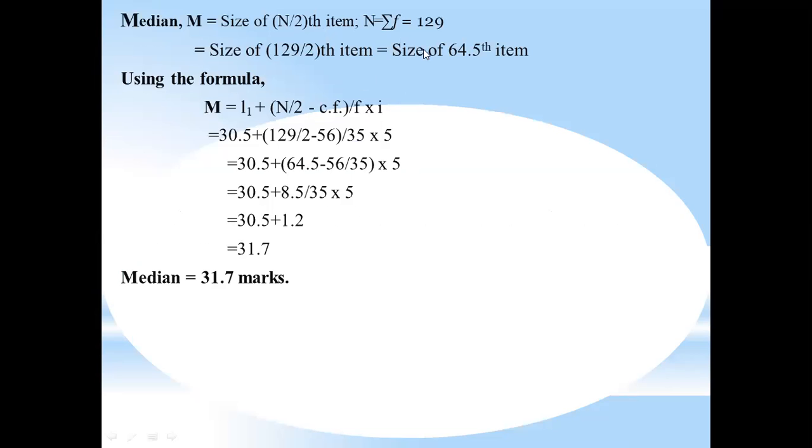Substitute all the values and then calculate using the formula, that is L1 plus N by 2 minus CF by F into I. When you substitute the values, you'll get 31.7. So your median is 31.7 marks.